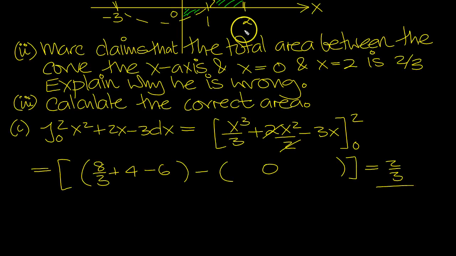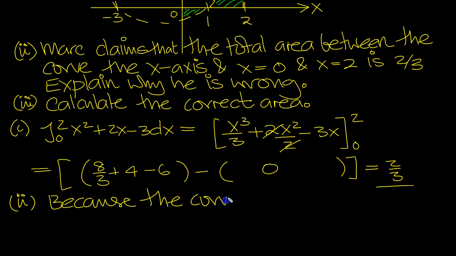He's wrong because the curve crosses the x-axis, doesn't it? Because the curve crosses the x-axis, so it's not as simple as just working out the integral. So let's calculate the correct area then.